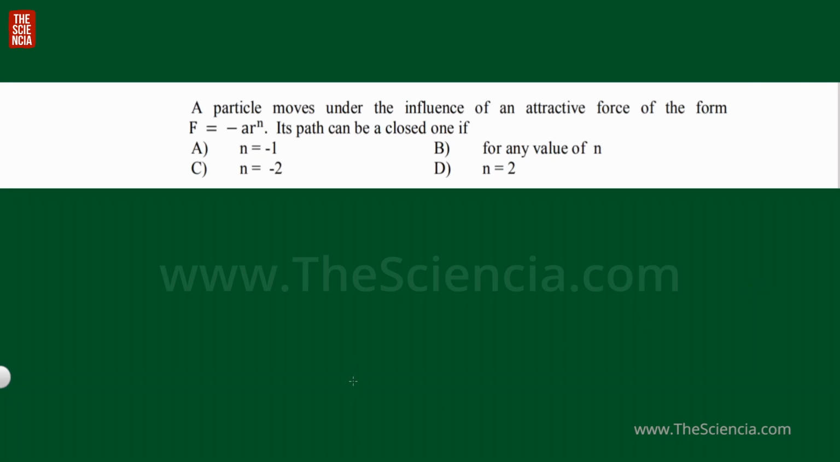This one is a previous set question, and I think you can easily identify the answer, right? Answer is option C.